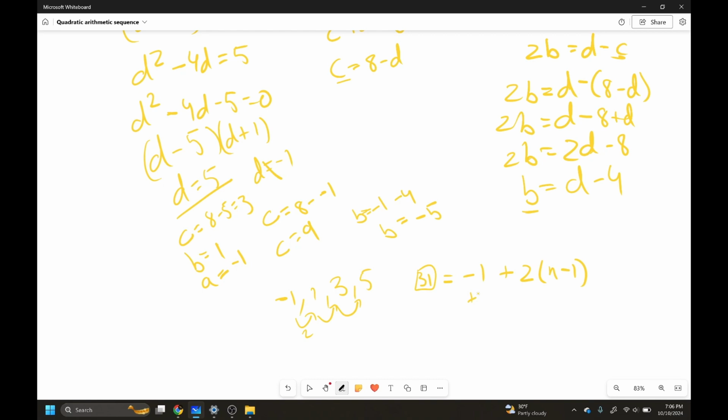So, that's the wrong number. We add 1 on both sides. 32 is equal to 2n minus 1, divided by 2, 16, so n is equal to 17. There you go.